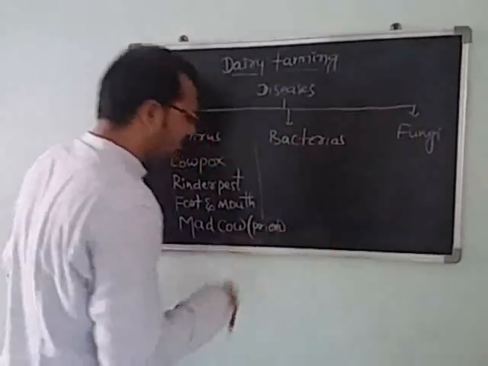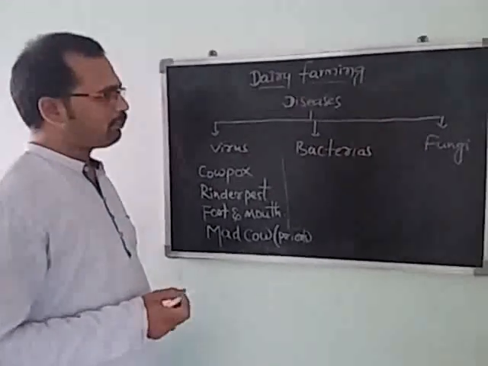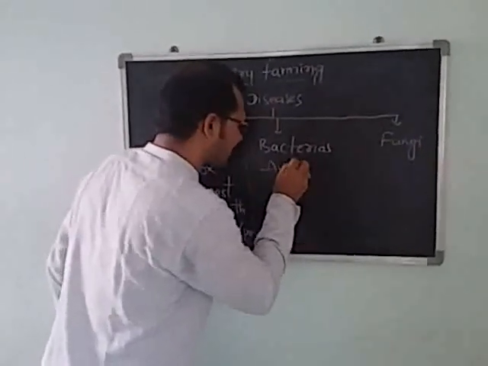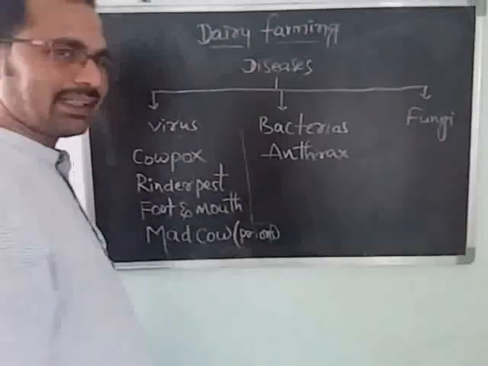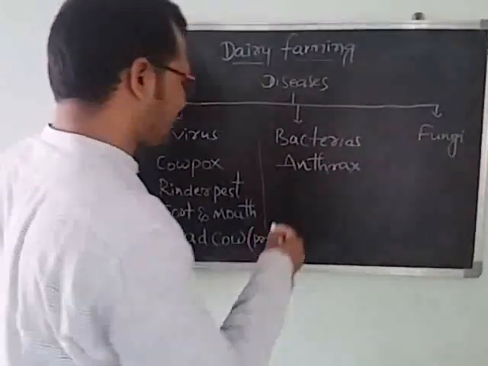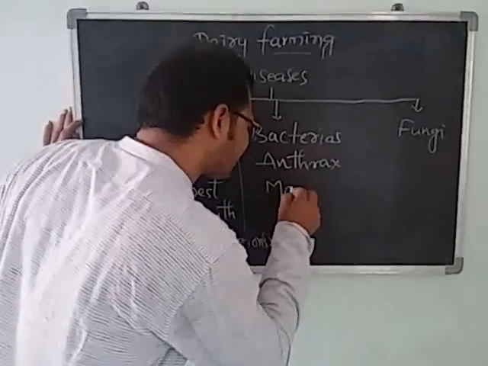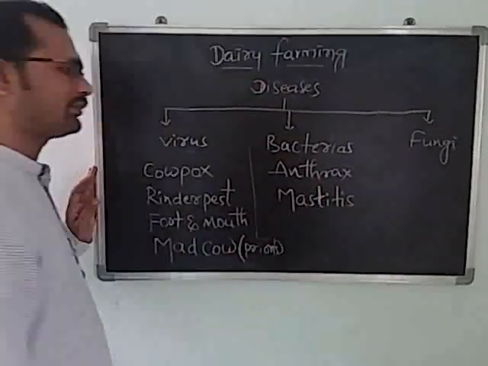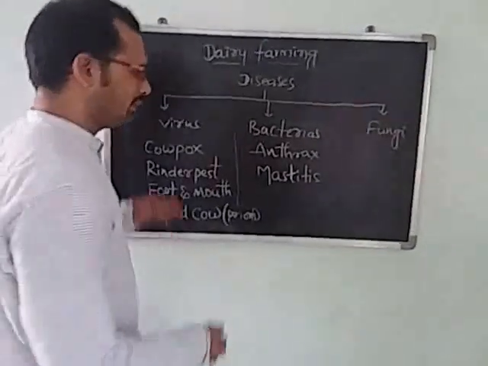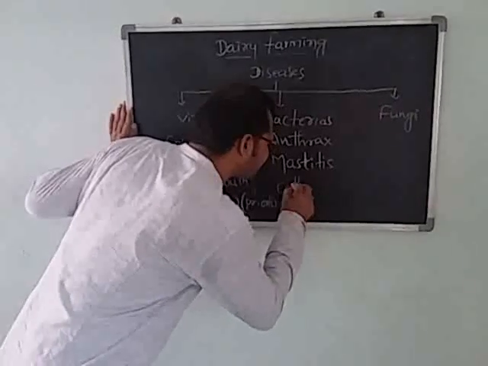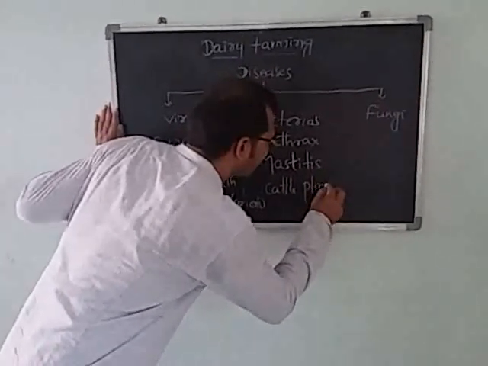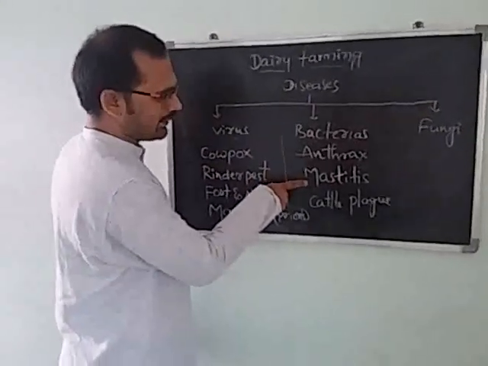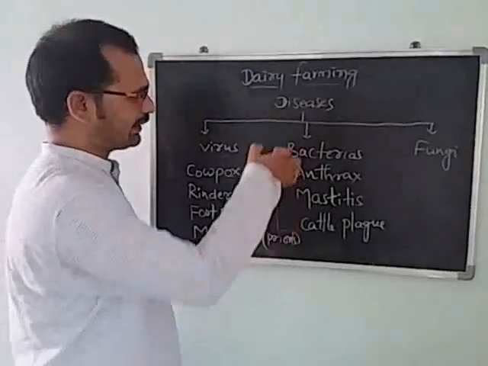Next we will discuss bacterial diseases. What diseases are caused by bacteria? One main disease is anthrax. Anthrax is caused by bacteria. Next, another one, mastitis. Another, cattle plague. It's a bacterial disease. Anthrax, mastitis, and cattle plague are caused by bacteria.